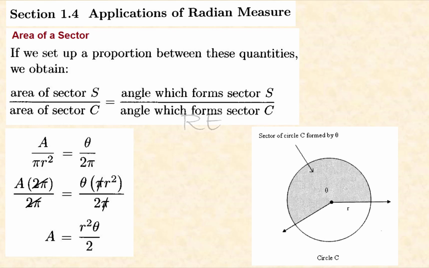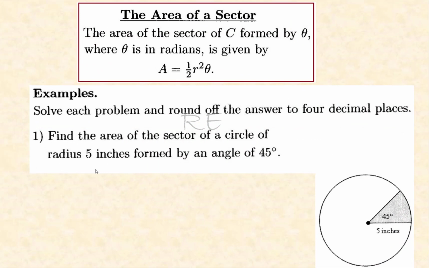When we cross multiply, 2 pi A is equal to theta times pi r squared. Divide by 2 pi, and we get our formula. The area of a sector is equal to r squared theta divided by 2.